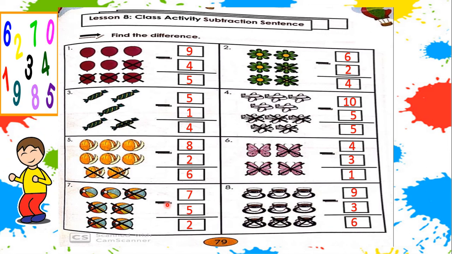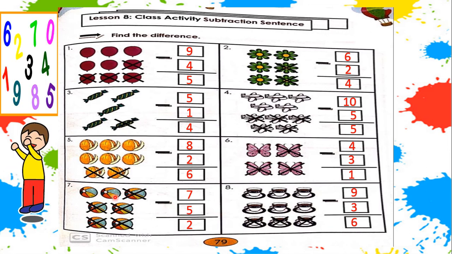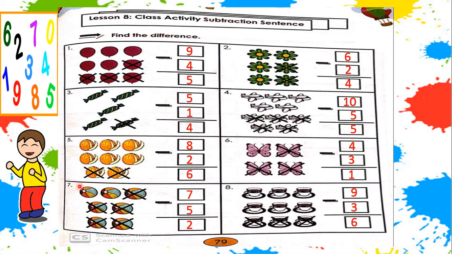So 7 minus 5 equals, okay, these are the objects that are left. 1, 2. So you have here number 2. So let's go to the cups.